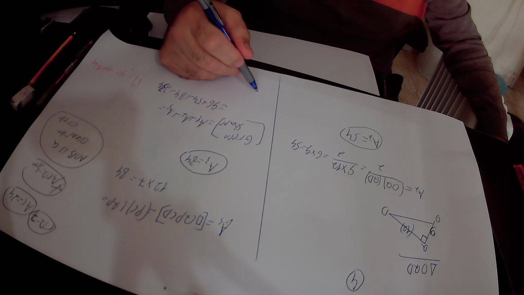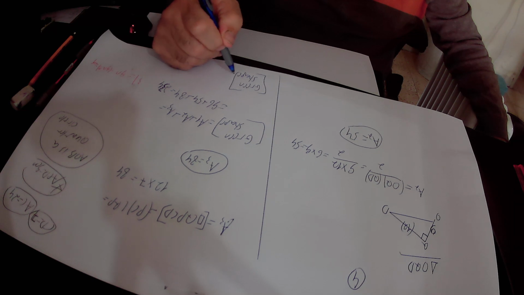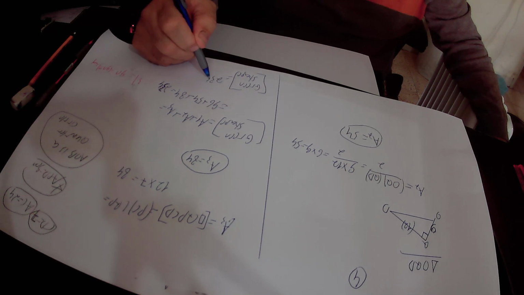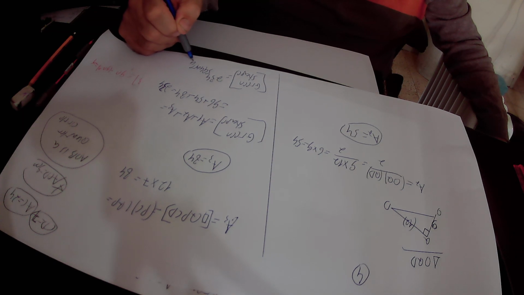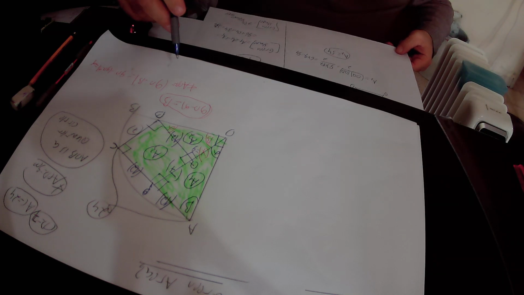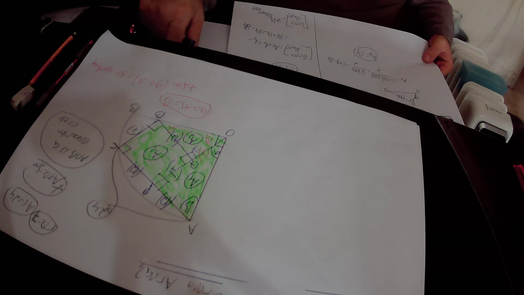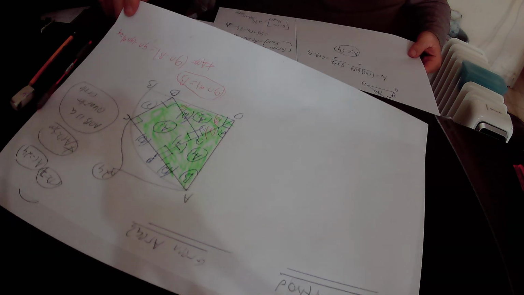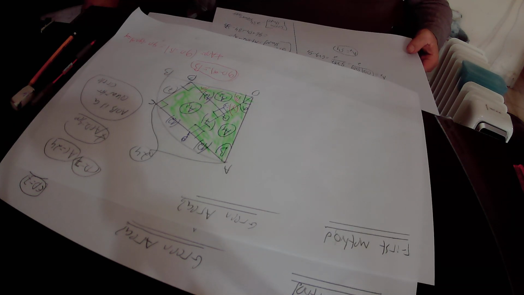In conclusion, we found that the area of the green shape is equal to 234 square units. And that is the answer to our question. The area of this green shape equals 234 square units. In the next step, I will present a second method to find the area of this green shape.